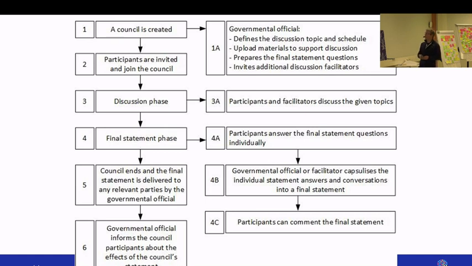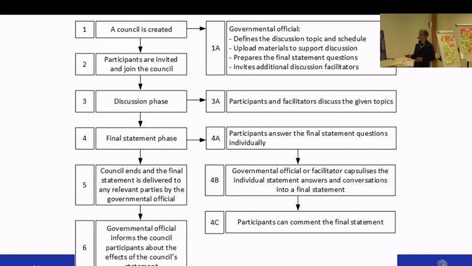Then they upload materials to support discussion, which were basically PDF files, supported in the prototype. Then there's the final statement questions. In this prototype we had some questions at the end of the council that everybody answered. They had discussed the topic, but then they answered these questions at the end of the council to provide their concise ideas on this topic. And then they can invite additional discussants or facilitators to these discussions. Then the participants are invited when the council is ready. They are invited by email and they get the password to join the platform.